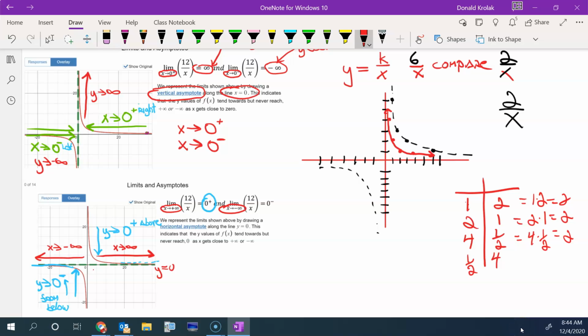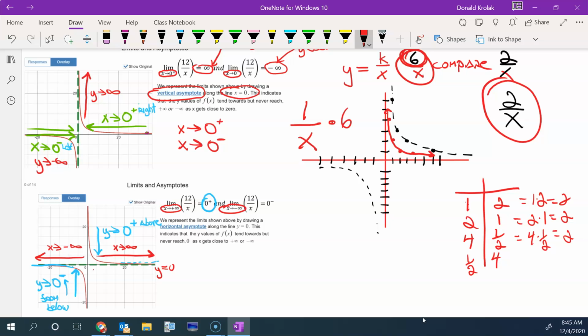So you can see that this graph is tighter to the origin than 6x. The bigger this number gets, the further away from the origin the graph gets. The reason why is that this is a vertical stretch. We're taking this graph and stretching it by a factor of 6.